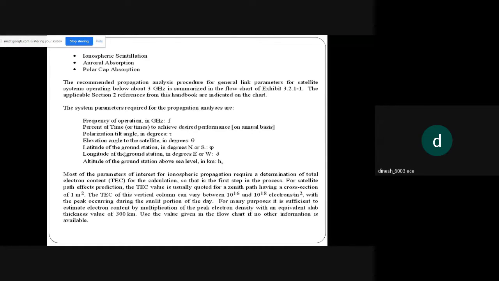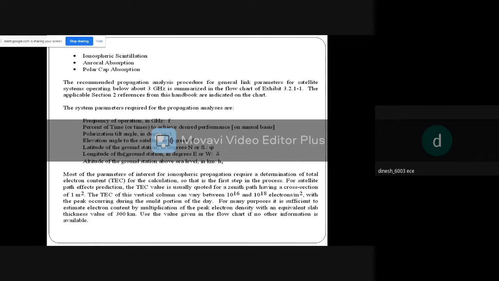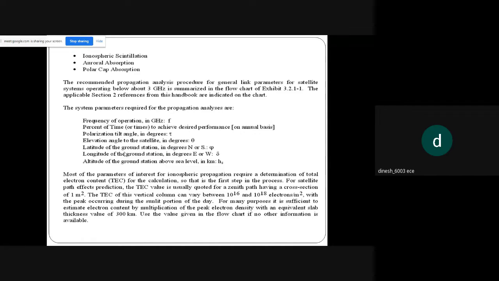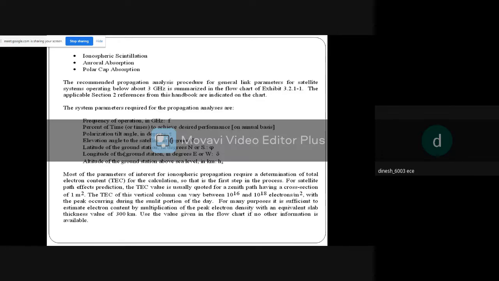So here I will elaborate a procedure for summarizing how to identify whether the signal that is propagating is affected due to these parameters.